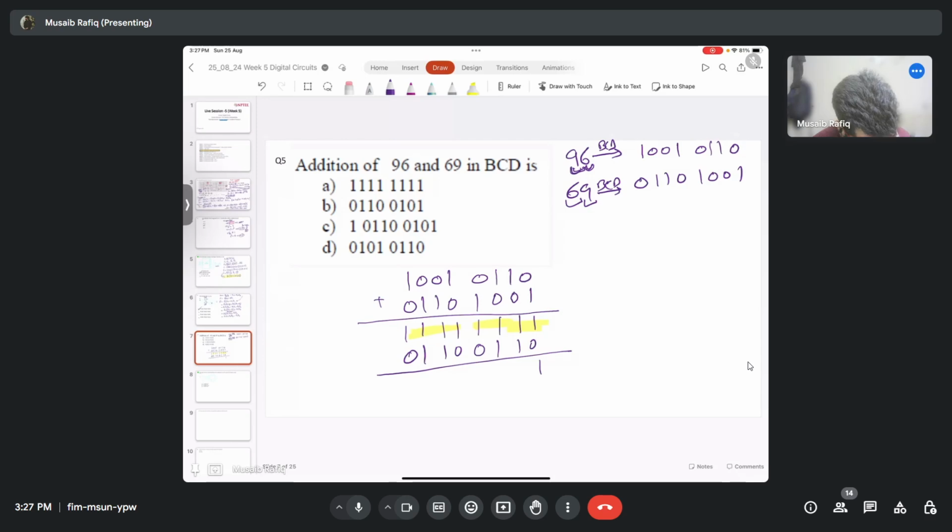This will be 1 plus 1 is 01. 1 plus 1 is 1. So this 1 plus 1 is carry. 1 plus 1 is 0, 1. So 1 plus 1 is 0, 1. 1, 1, 0, 1. So it is 1, 0, 1, 1, 0, 0, 1, 0, 1. That is option C.